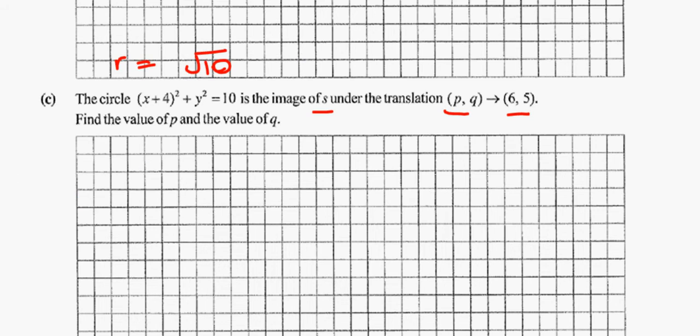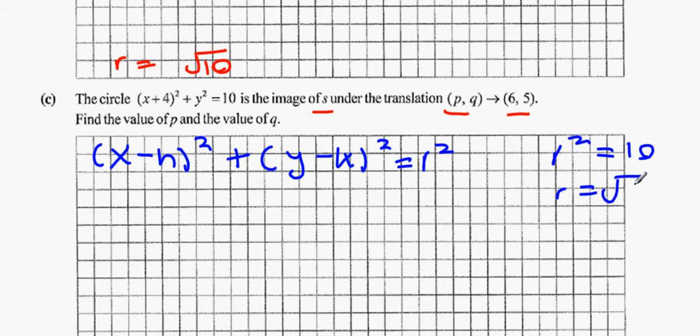Now this circle, if it obeys the general rule of circles, is (x − h)² + (y − k)² = r². So r² = 10, r = √10. You can see that the radius is the same size as the original circle, which is what we expect as it's an image under a translation. And what translation means is basically you're moving the points of the circle.